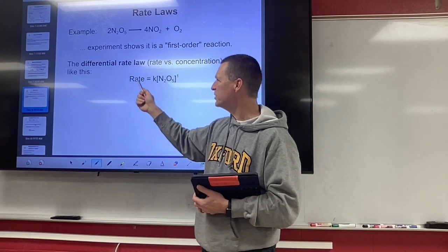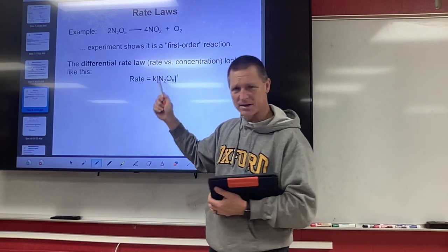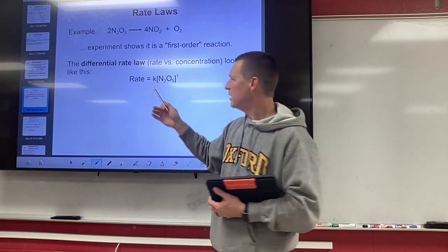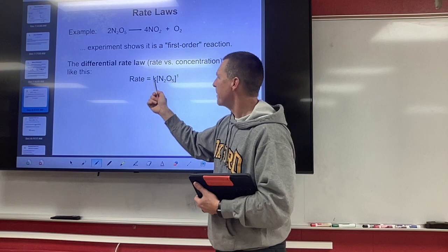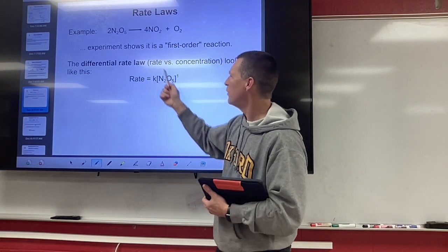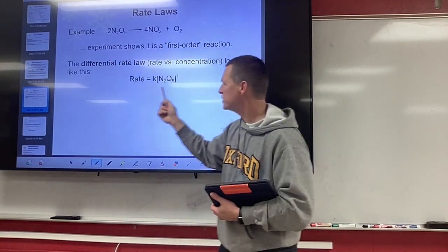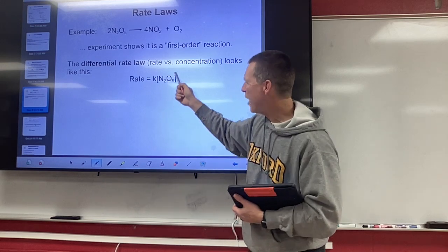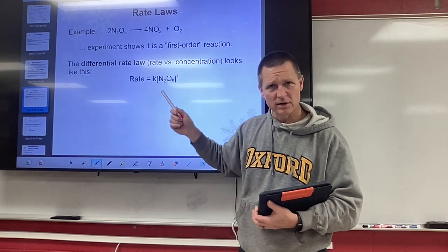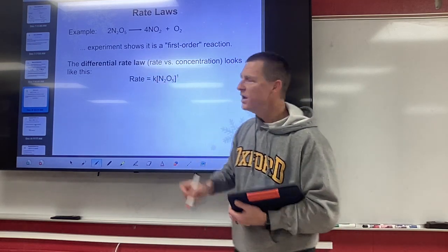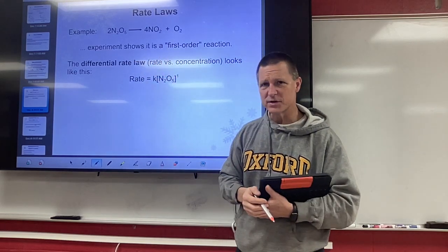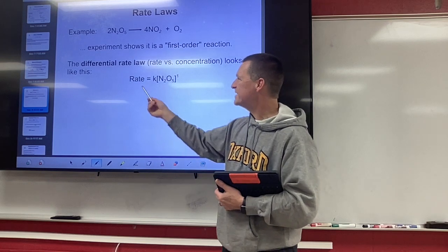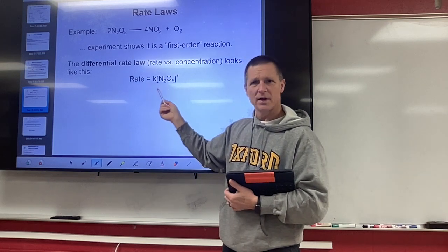The rate of the reaction is equal to k, some constant value, and k will vary from one reaction to another. It's k times [N2O5], the reactant concentration, to the first power. That power represents the order of N2O5. So if we have run an experiment and determined that the N2O5 is first order, then this is the way that the rate law would look.